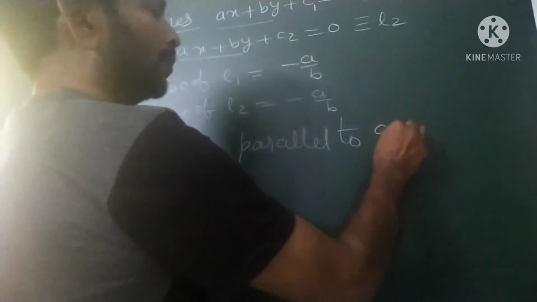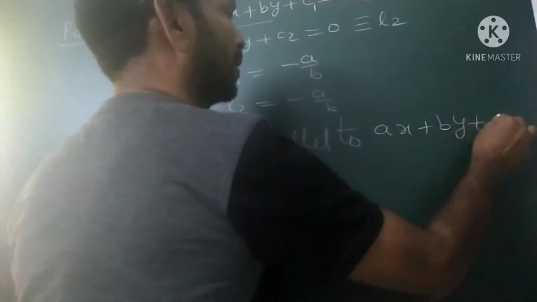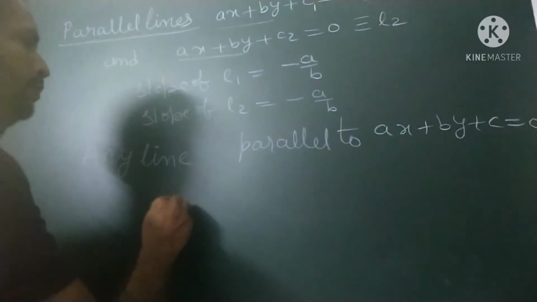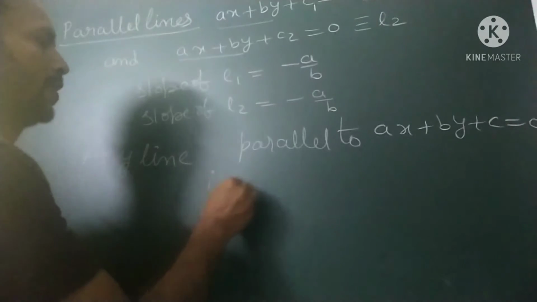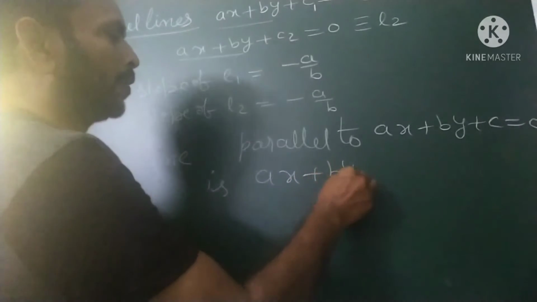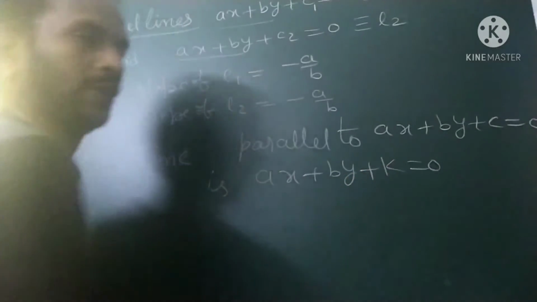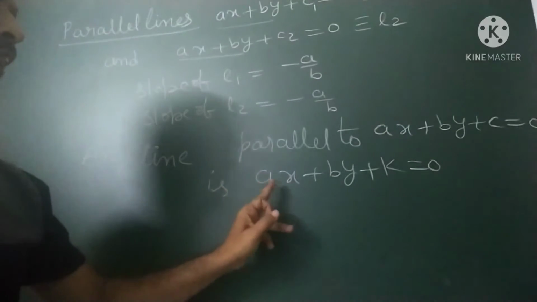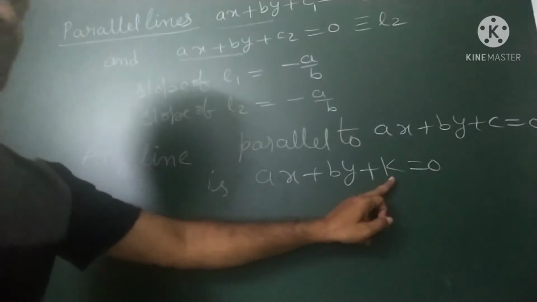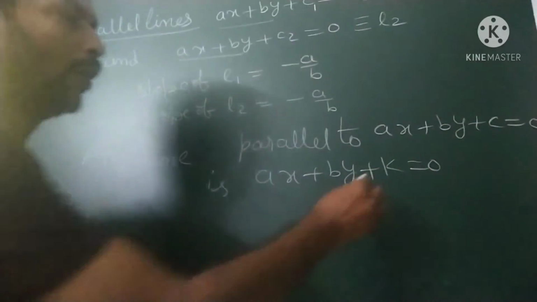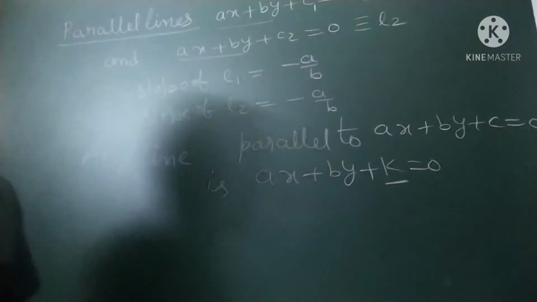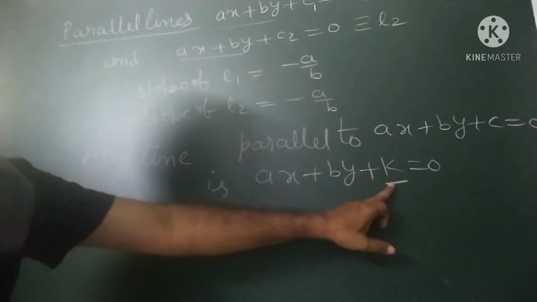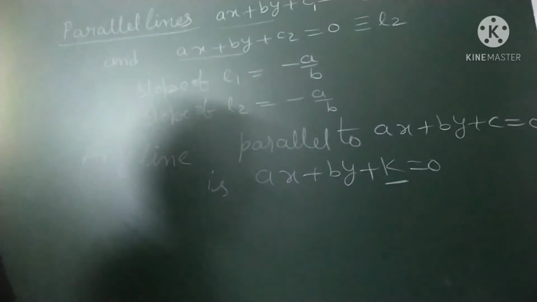Now any line parallel to ax plus by plus c is equal to 0 is ax plus by plus k is equal to 0. Any line parallel to ax plus by plus c equal 0 should be considered ax plus by plus k equal 0. Only the constant term will change. To find this k, they will give some extra conditions. Using those conditions, find the k value, substitute here, then you will get the required equation.